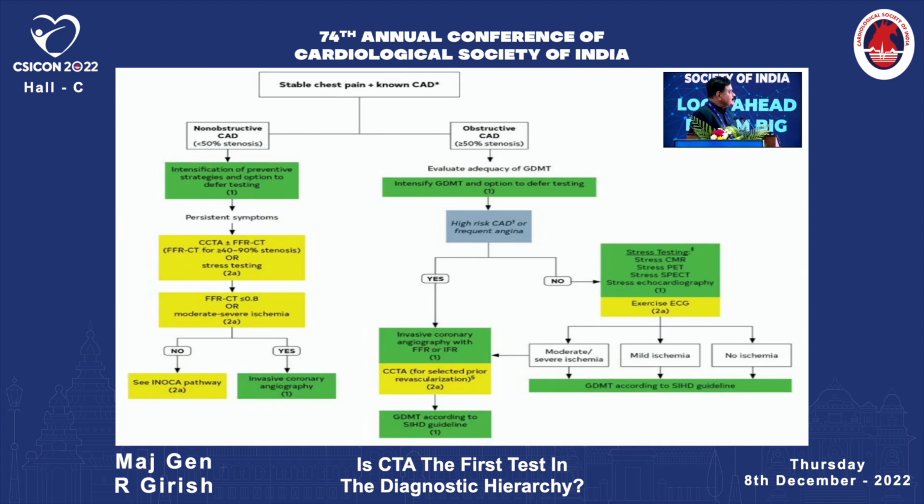Stable chest pain with known CAD. If the patient had less than 50% stenosis, CCTA and FFR-CT, and in those with more than 50% stenosis, failure of guideline-directed medical treatment or high-risk features or frequent angina, CCTA is recommended prior to revascularization.